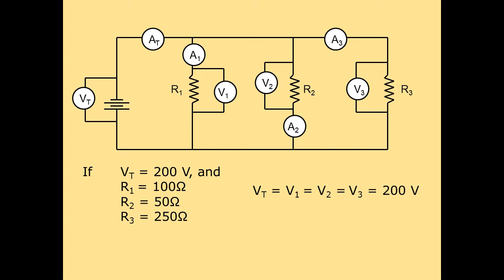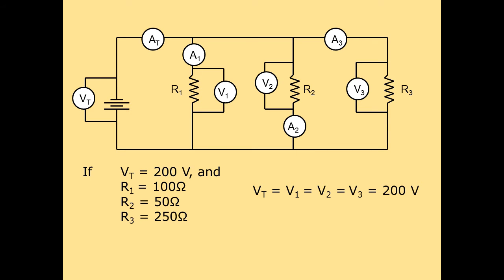So, we're starting with a total voltage of 200 volts, and we're given that the resistance of the three resistors are, in order, 100 ohms, 50 ohms, and 250 ohms. Then also we know from the last slide that Vt, or the total voltage, is equal to all of the other Vs. In other words, the potential drop across all branches of a parallel circuit: Vt equals V1 equals V2 equals V3, and they're all 200 volts.